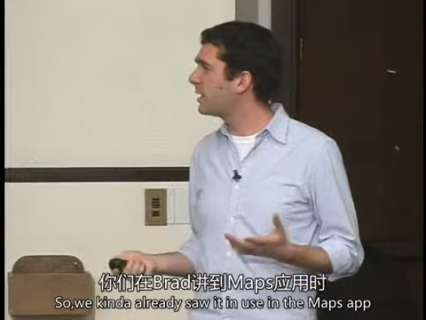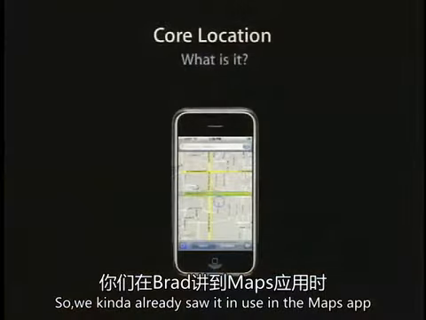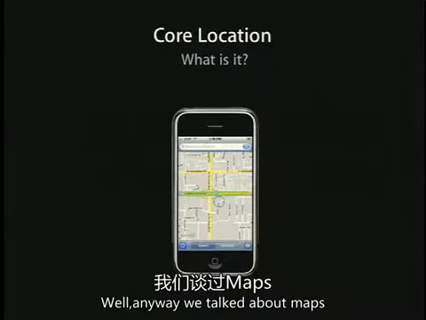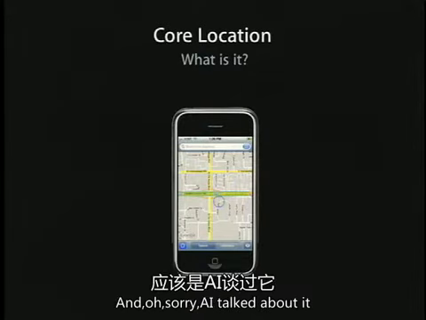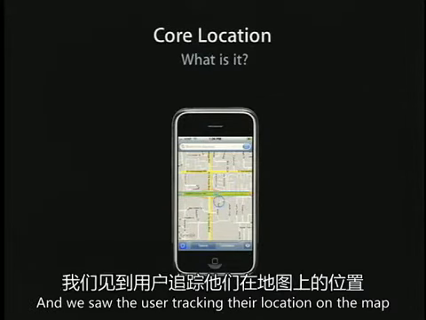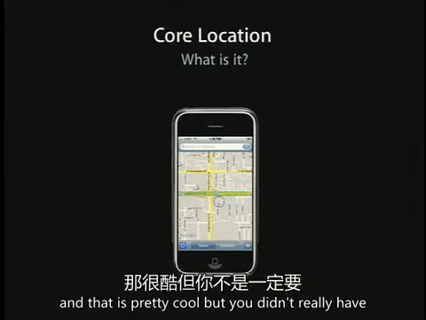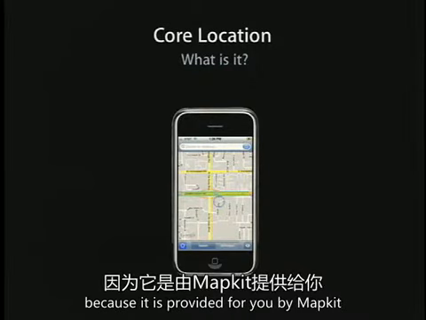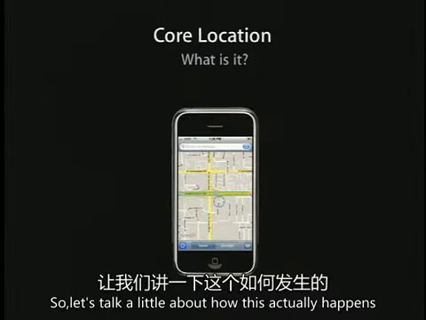So we kind of already saw it in use in the Maps app when Brad talked about it. Actually, I think it was Brad, right? Yeah. Well, anyway, we talked about maps, and Al talked about it. And we saw the user tracking their location on the map. That's pretty cool, but you didn't really have to use Core Location to get that to work because it's provided for you by MapKit. So let's talk a little bit about how this actually happens.